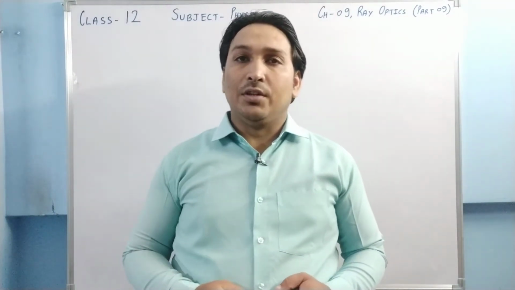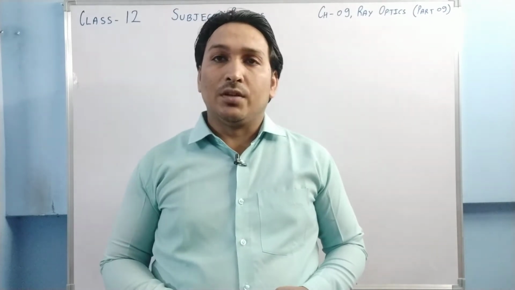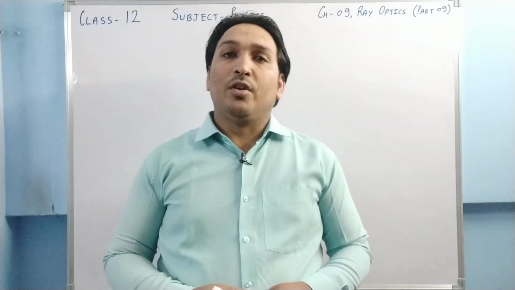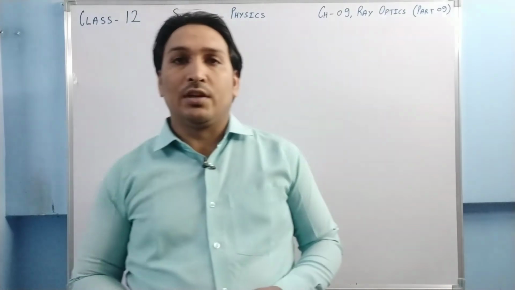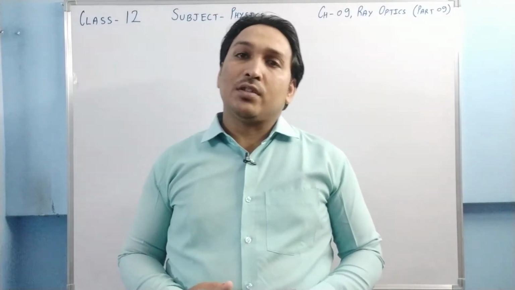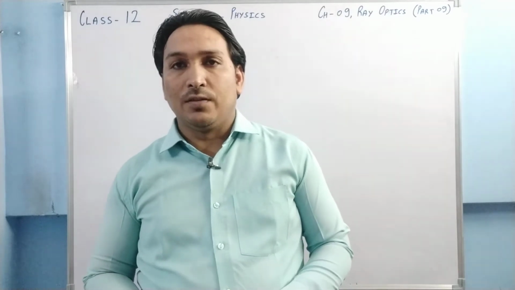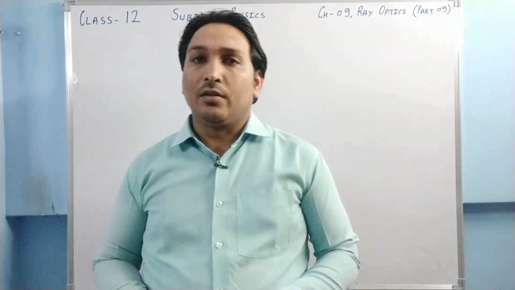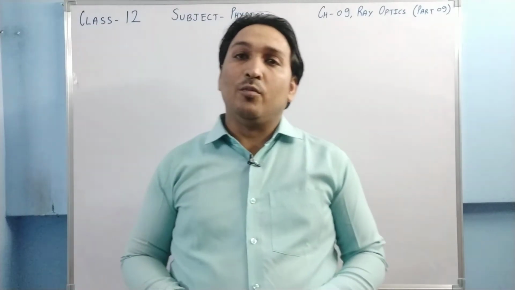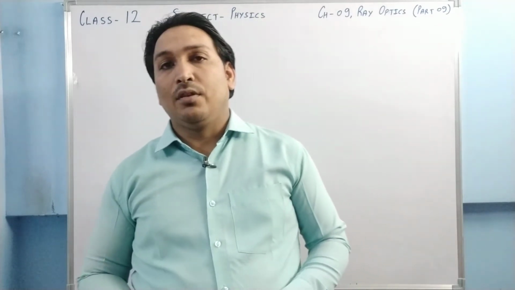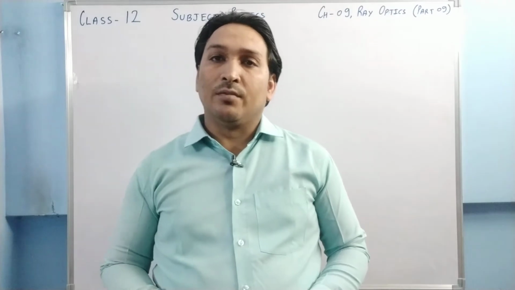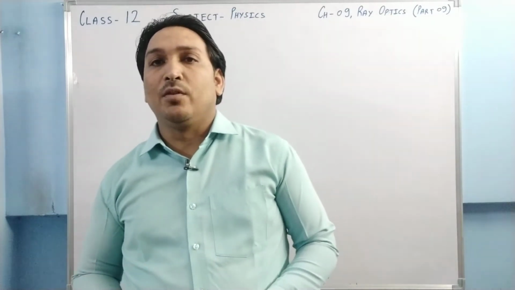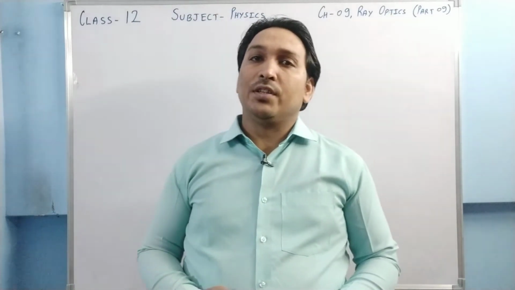As far as your studies are concerned about physics, we were doing chapter number 9, ray optics. Today it is going to be the ninth part of the lecture series. Till now we have discussed refraction through spherical surfaces and we have solved some numericals also. Today we are going to solve some more numericals and then after we are going to do the lens maker's formula. But before doing lens maker's formula, a short introduction of lenses will be there.